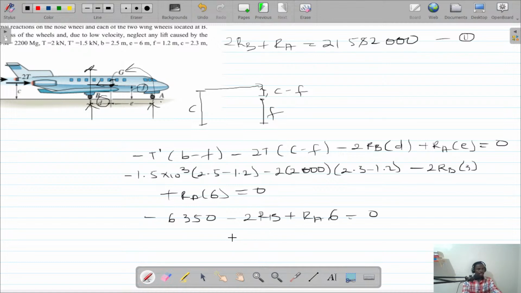So from here we can say that 6RE minus 2RB is equal to what? 6350. This is equation 2. So this and this can help us to find our what? Unknowns, right? So we can just use calculator. At this point, don't worry yourself solving it. No need. You won't get any marks for that. Use your calculator.